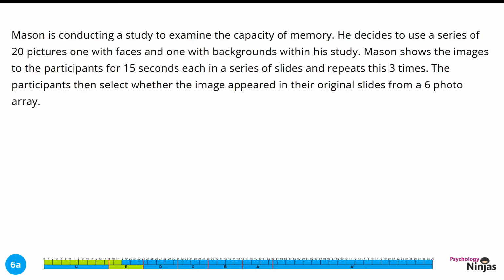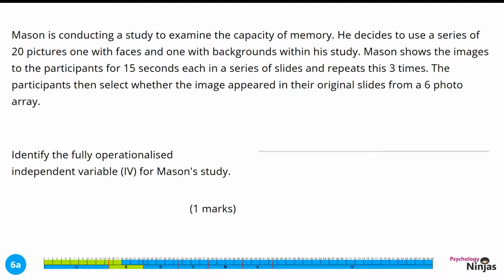Mason is conducting a study to examine the capacity of memory. He decides to use a series of 20 pictures, one with faces and one with backgrounds within his study. Mason shows the images to participants for 15 seconds each in a series of slides and repeats this 3 times. The participants then select whether the image appeared in their original slides from a 6-photo array. Identify the fully operationalised independent variable for Mason's study, 1 mark.